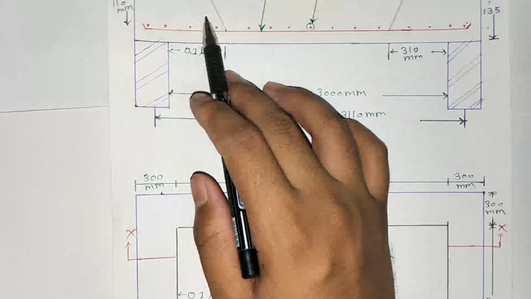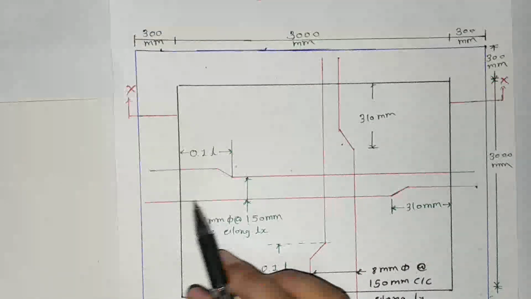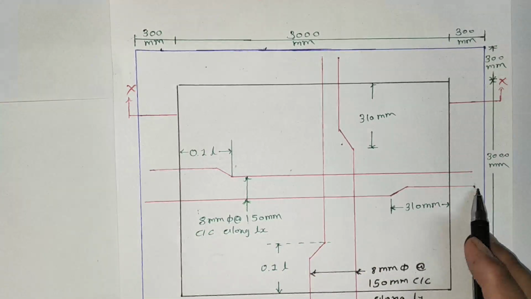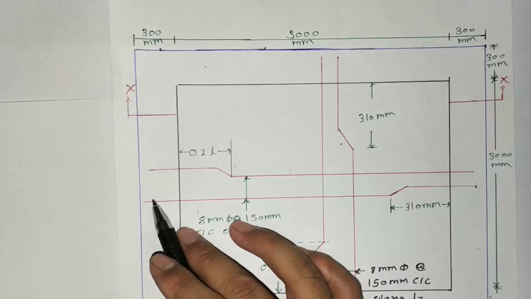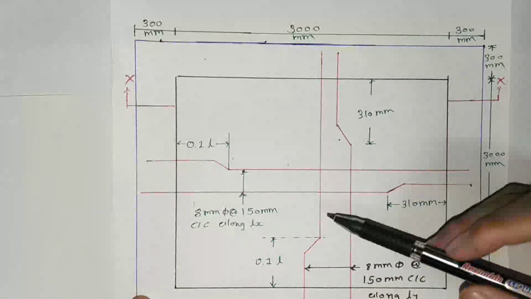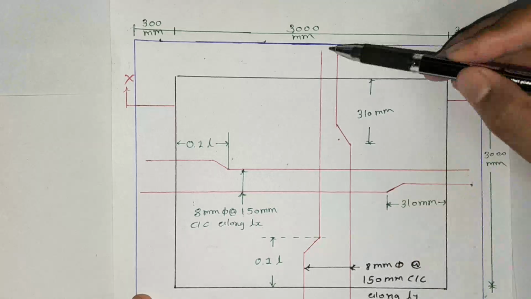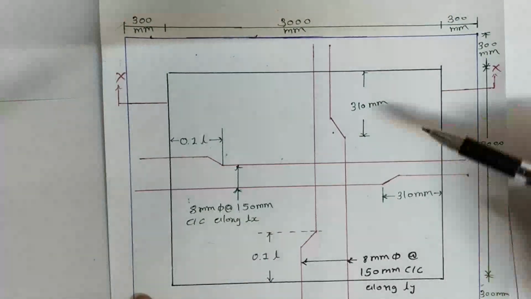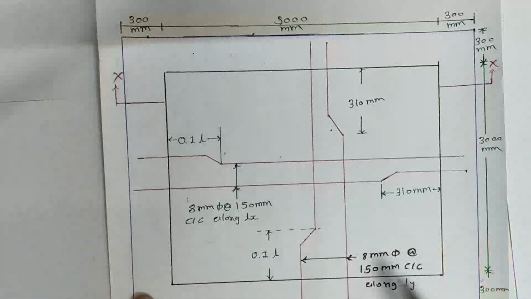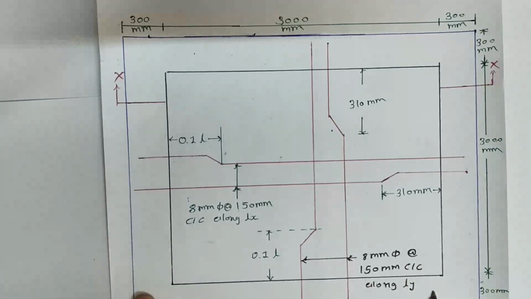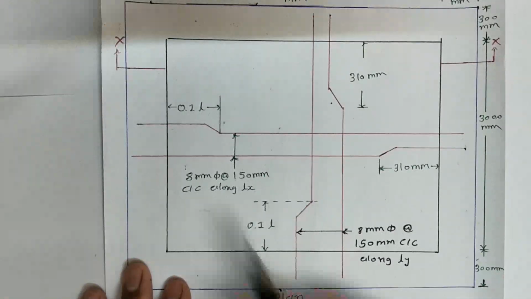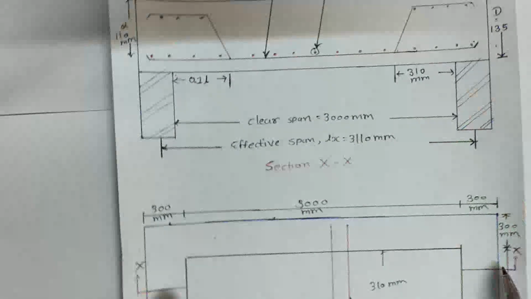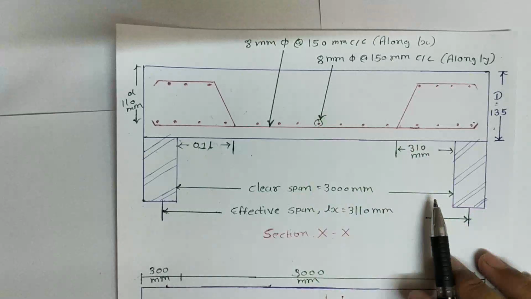This steel, in the same way, bends here, and the next one starts from here and goes through this direction. For the LY direction it starts like this, and the next bar is like this. This is 8 mm diameter at 150 mm center to center along LY direction, and this is along LX direction. This is the plan view, and we cut the x section, and I already told you about this section.